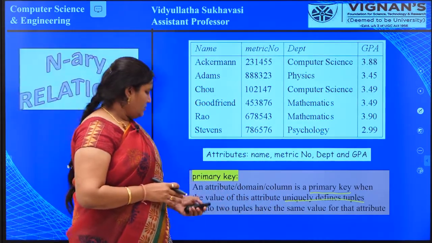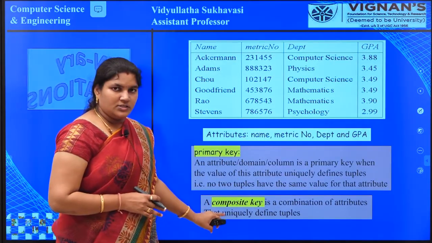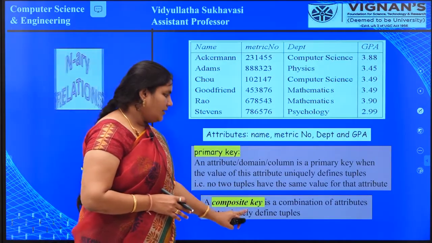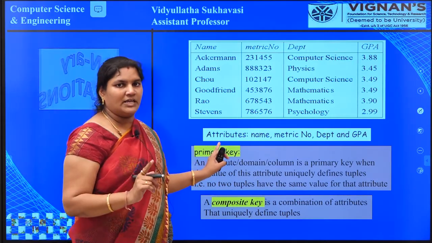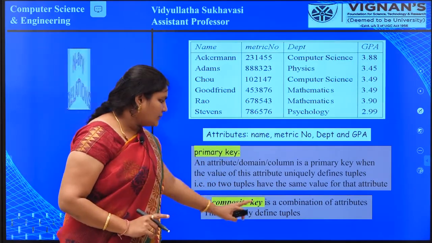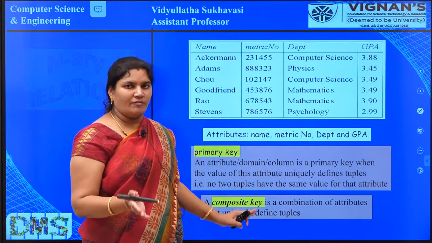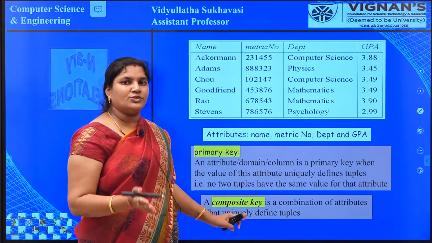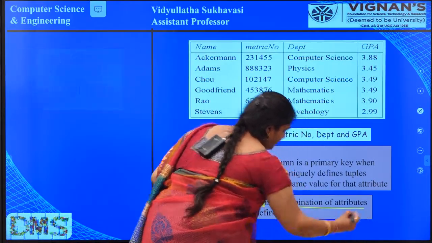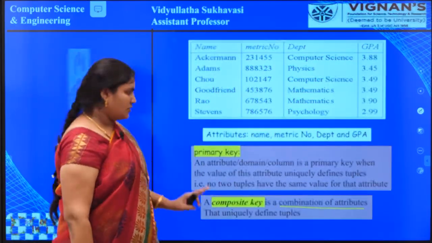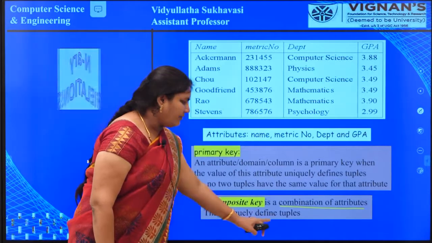Okay. Next, another key is the composite key. In a primary key we consider only one column. But in a composite key we take a combination of attributes, or a combination of columns, that uniquely defines tuples.